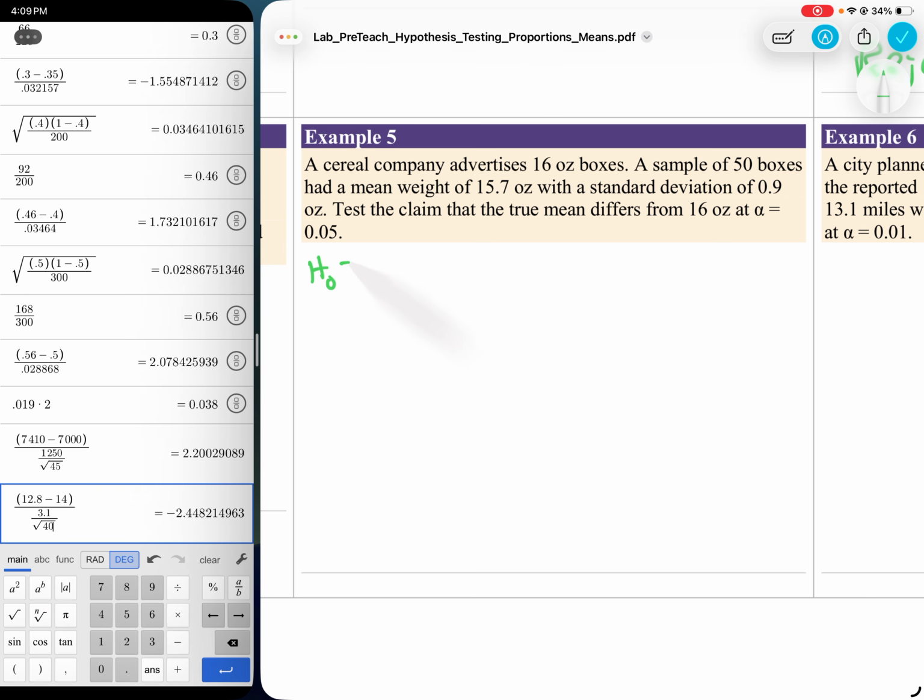So our null hypothesis is what the company is advertising, what we think is true, that the mean of the boxes is 16 ounces. We want to test if it's different from 16 ounces. So we want to test if it can be larger than 16 or smaller than 16. So we're going to just test that it is not equal to 16. We want to do a two-tailed test here to see if it's possible that it is either larger or smaller. So if we just want to test a claim that the true mean is different, we're going to use that not equal to sign, and it becomes a two-tailed test.